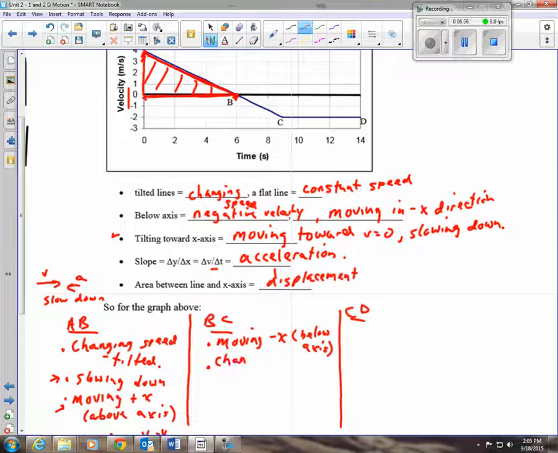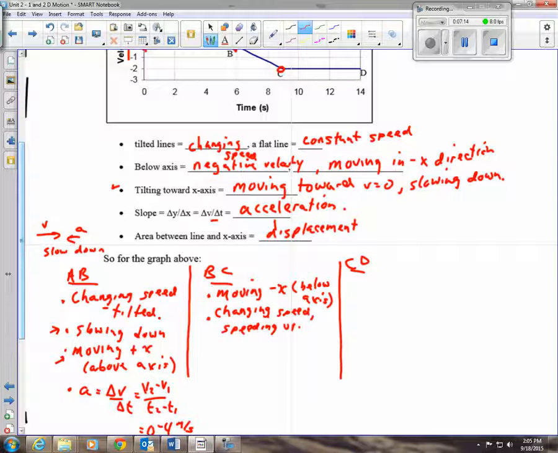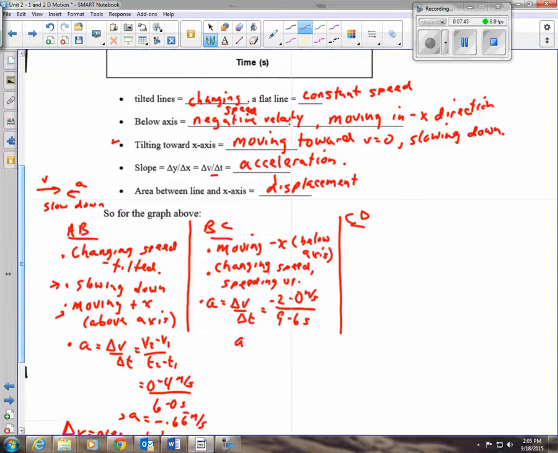It's changing speed because it's tilting. And it's speeding up because it starts with a velocity of 0, ends with a velocity of 2 in the negative direction. So 2, even in the negative direction, is faster than 0. Now, my acceleration is delta v over delta t. So for this one, it ended at negative 2, started at 0, and it ended at 9 seconds, started at 6 seconds, so 9 minus 6 seconds. And I'm going to end up with an acceleration of negative 0.66 repeating meters per second squared.